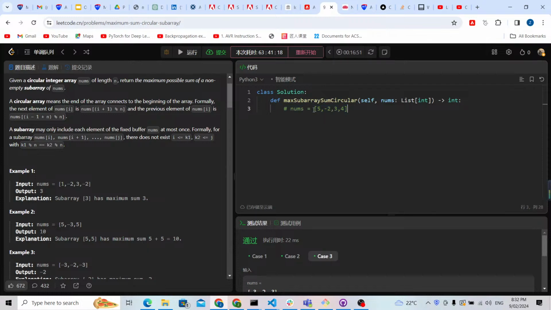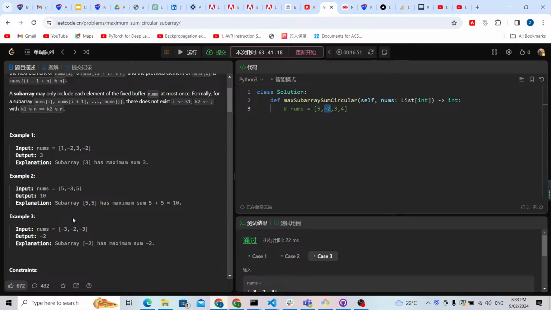So first of all, we calculate straightforwardly, just from the first index to the last index. What is the maximum number? It can be something like 3 plus 4, or we can calculate the minimum value, which is -2. So what is the result? The result would be the maximum of the two. For one, it is the maximum of this array. For the other, it is the minimum of the array. Now there is another case.